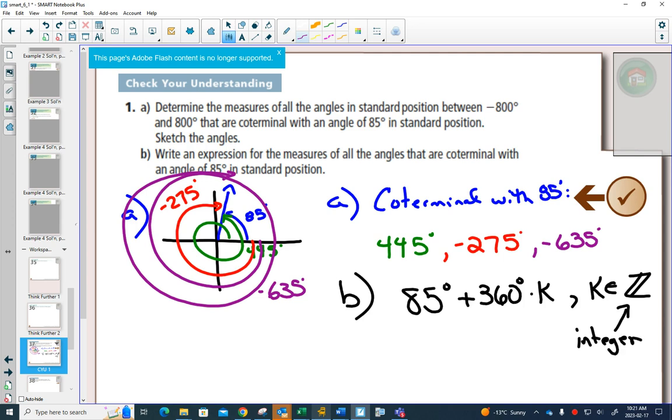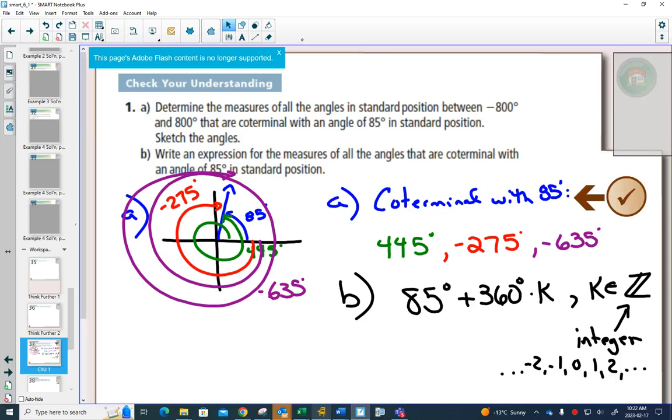And a reminder, what are integers? Those are all of your positive and negative whole numbers. So when I write it like this, this is saying, if k is 2, that adds 360 twice. If k is 0, well, that's just your 85 that you started with. And obviously, 85 ends in the same place as 85. If I do minus 1, that will give me my minus 275, because I'll go to 85 and I'll subtract 360 once.